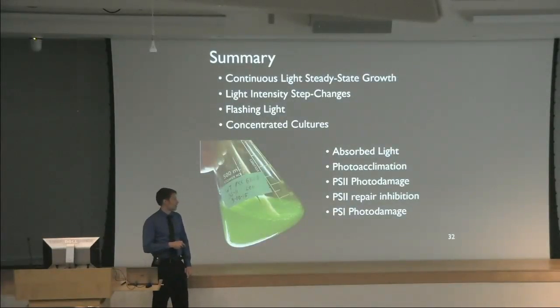So in conclusion, I developed this light-dependent mathematical model considering these five state variables: absorbed light, photoacclimation, photosystem 2 photodamage, photosystem 2 repair inhibition, and photosystem 1 photodamage. I'll also point out that no other light model exists considering these two variables. In fact, that dip that I observed after the step in light has not been captured by any other model. And the stabilization to a lower level as a result of excess damage has not been captured by any other model. But then I used this model to interpret these experimental results and explain how these trends happen, including continuous light, step changes in light, flashing light, and mixing throughout a concentrated culture.